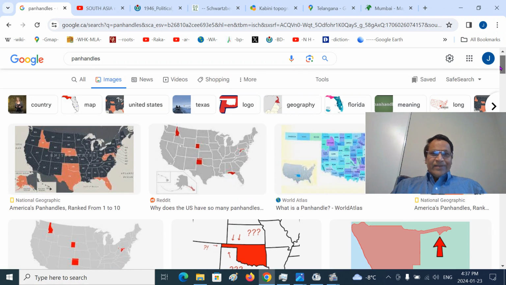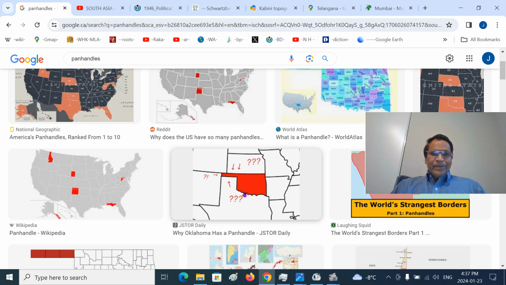So these are a lot of panhandles you can see. Let's say in the United States, we have many of them. This is the Oklahoma province or state. This region is protruding into Texas and so on. So these are the panhandles. The Florida panhandle, like that.